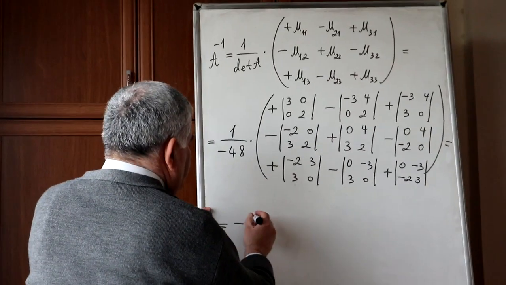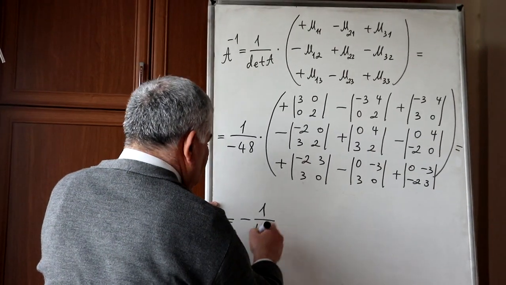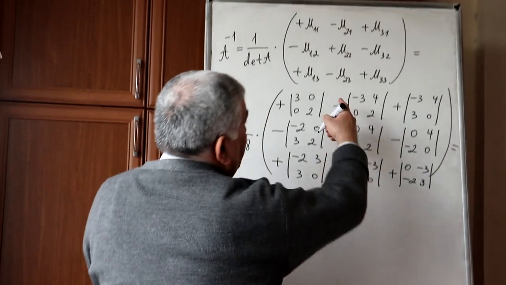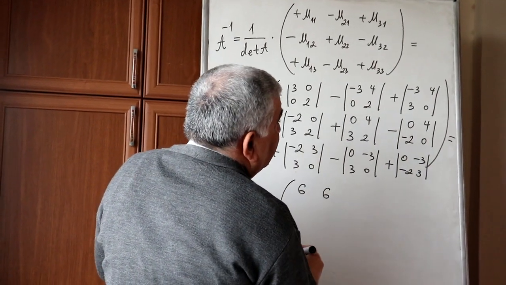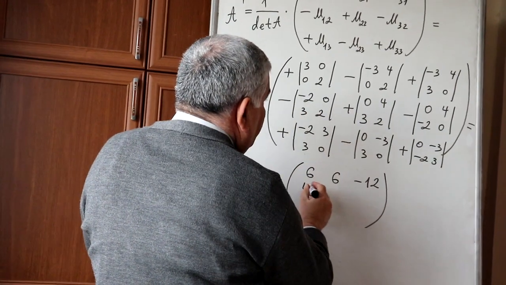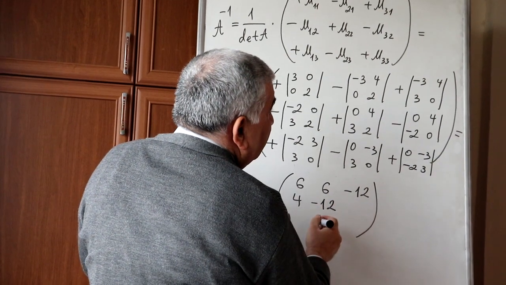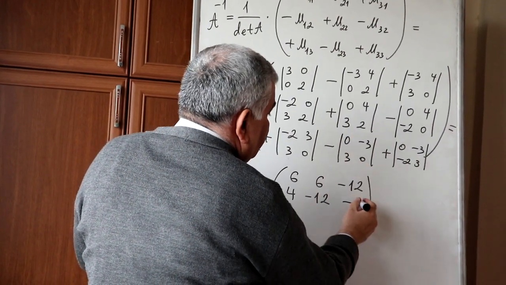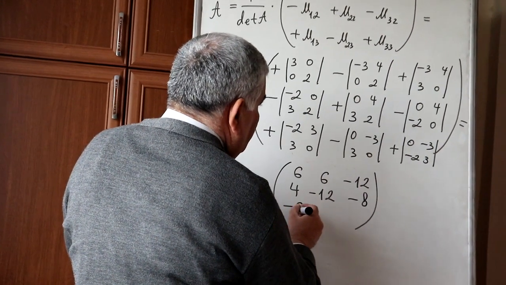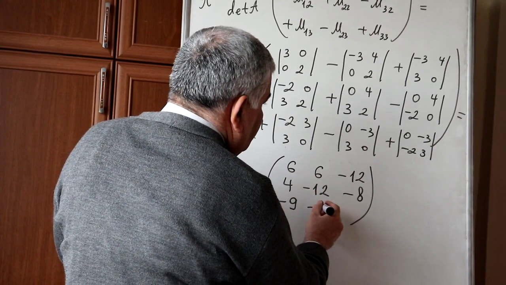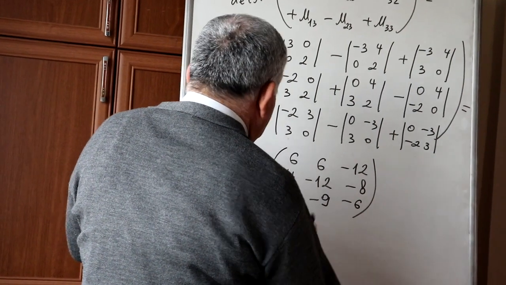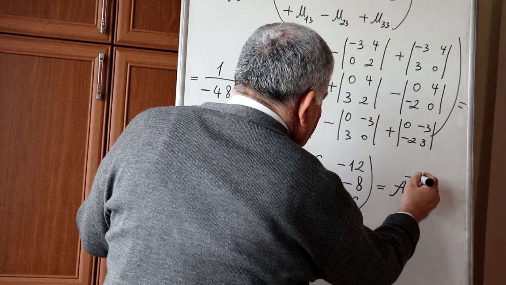Equals minus 1 over 44, I'm sorry, 48, times 6, minus 6, 6, then minus 12, 4, minus 12, minus 8, then minus 9, minus 9, and minus 6. It is the inverse matrix.